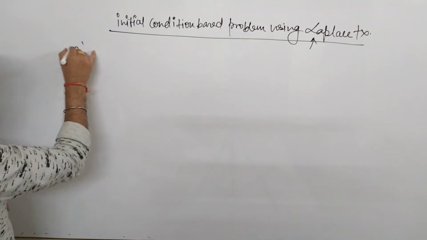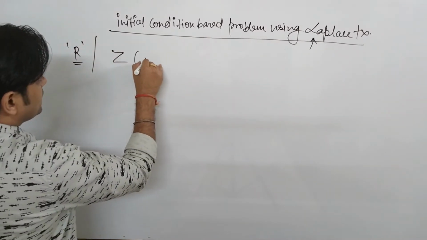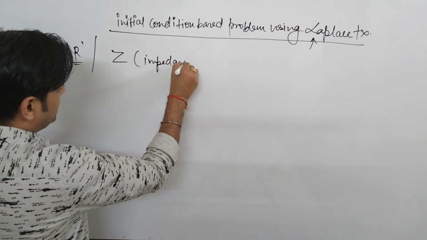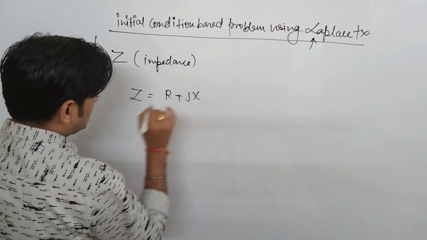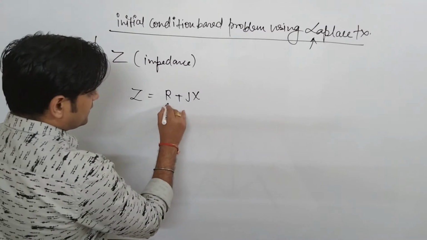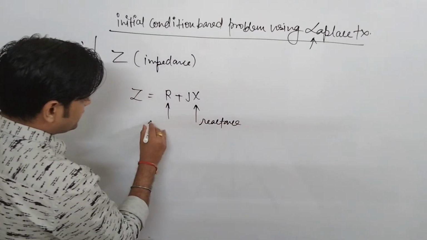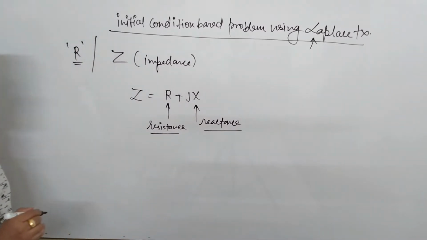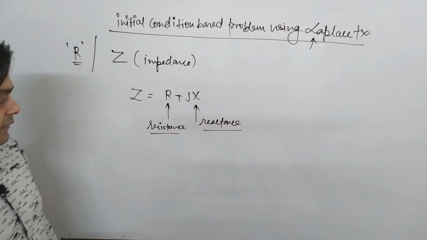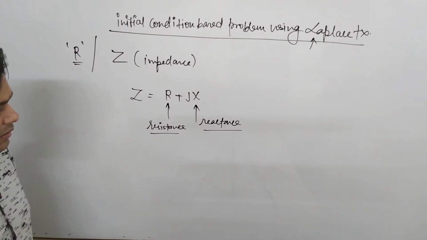Actually, I told you that R is basically resistance, and there is another term known as Z, which is impedance, in the form Z equal to R plus jX, where R is your resistance and X is your reactance. In our AC analysis, we will try to understand more the difference between resistance and reactance and how they take part in power consumption patterns. But here R is your resistance and X is your reactance.